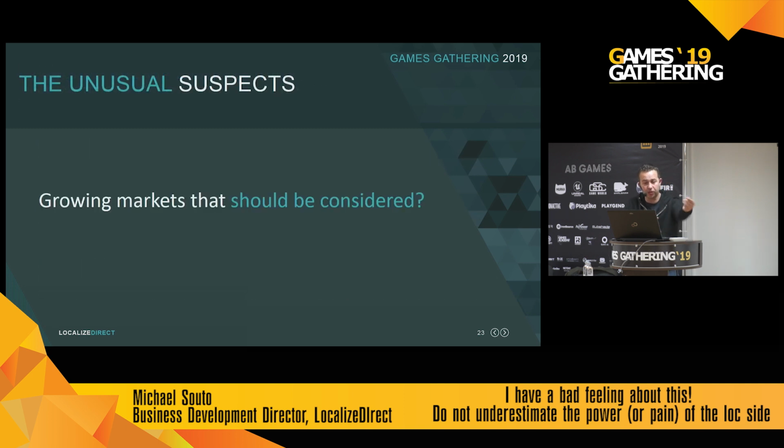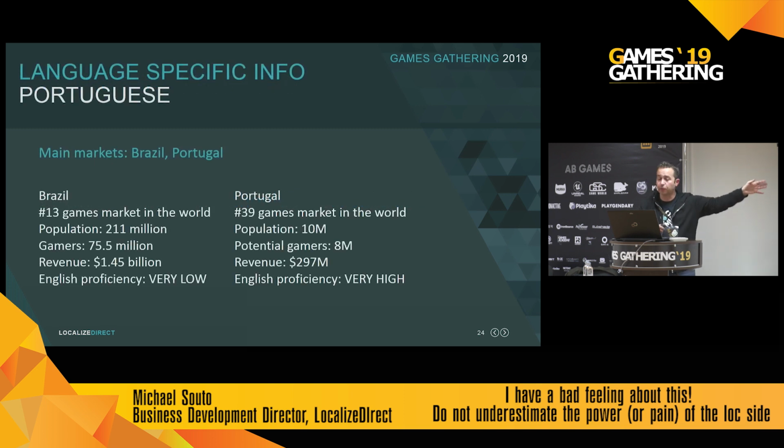Okay, the unusual suspects: growing markets that should be considered. Brazil and Portugal. If you translate your game into Brazilian, you can of course release it in Portugal as well. Portugal is 39 in the list, which is not so great, but 13 is Brazil, which is pretty immense when you look at the revenue of 1.45 billion. And their English proficiency is very low. Usually we get requests for FIGS, and Brazil is normally the one that tags onto the end, then there'll be Japan, Korea, etc. But certainly Brazil has really grown massively.